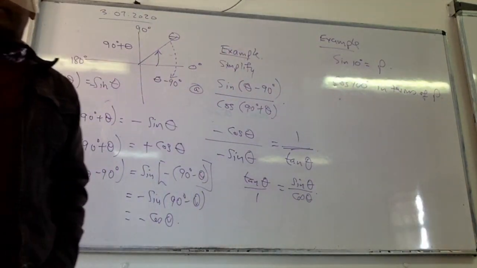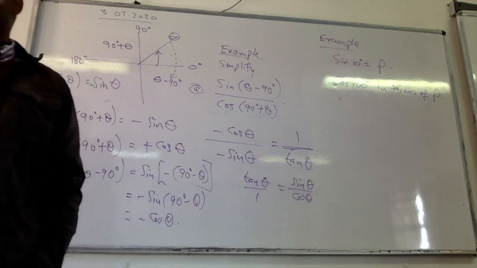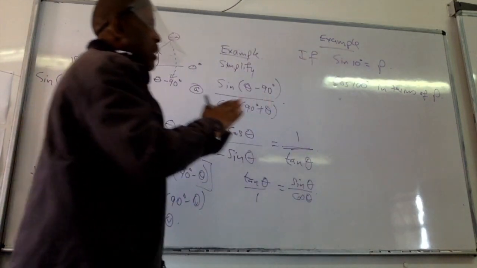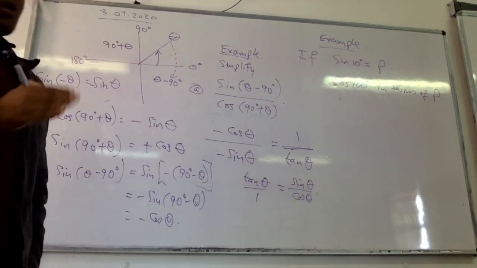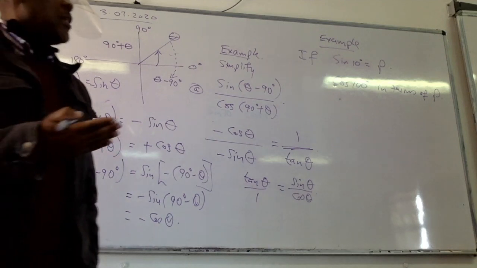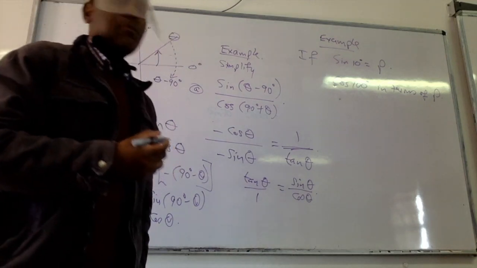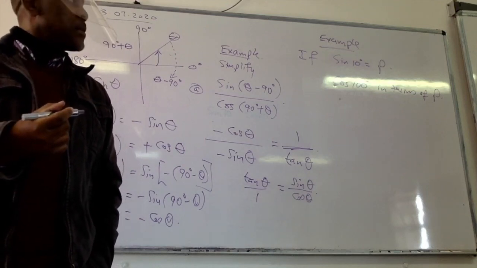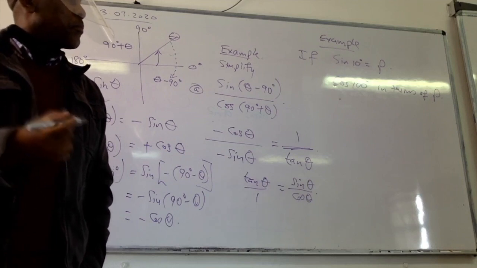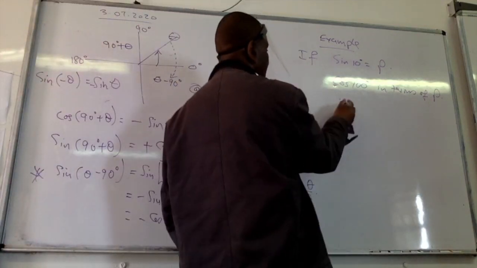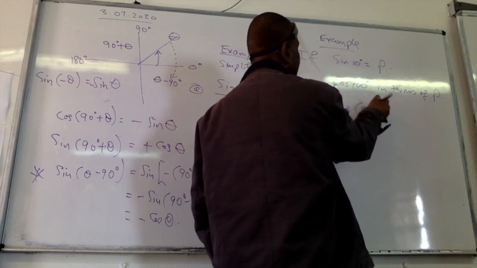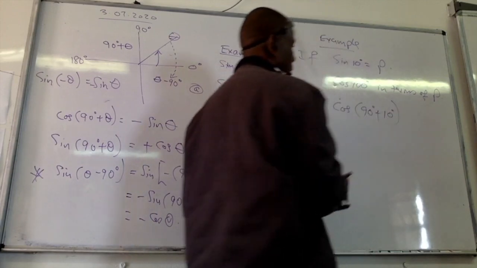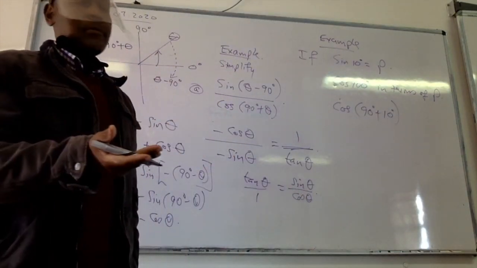Beautiful question. So I'm saying if sine 10 degrees is equal to p, then can we write cosine of 100 degrees in terms of p? Use the same thing we're doing now. Yes, we can use the same thing that we're using now. We can write 100 as 90 plus 10. Do you see that? So 100 means 90 plus 10.